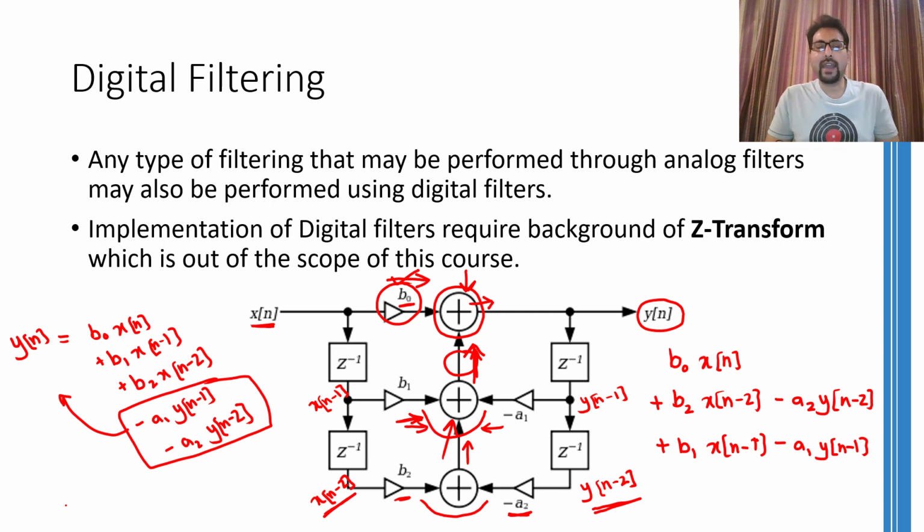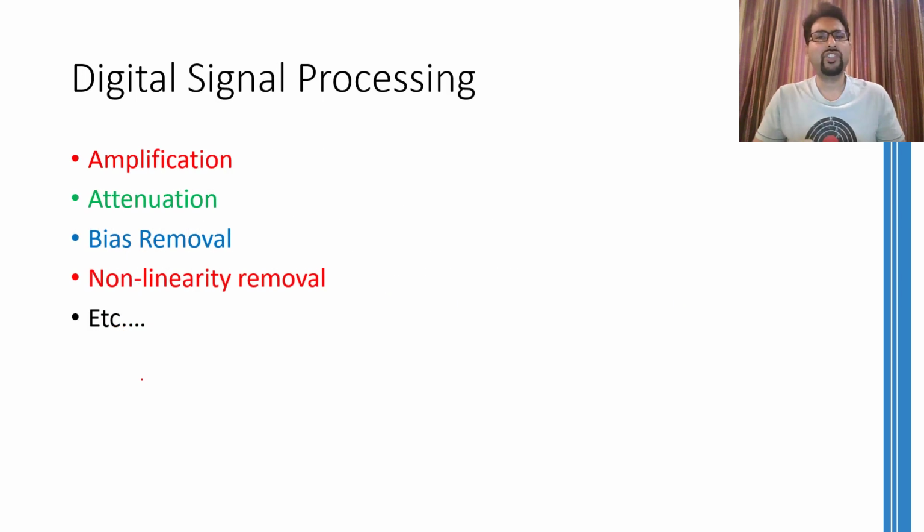Now you can see what is happening over here. The current output is nothing but a weighted sum of the current input and the previous inputs and the previous outputs. This is the same thing that was happening in the analog domain as well. However, over there we were using derivatives instead of these samples. So by just choosing different values of the constants, the operations can be modified.